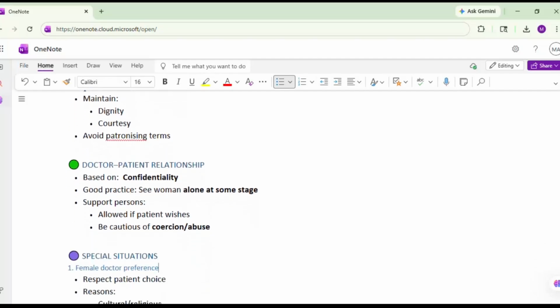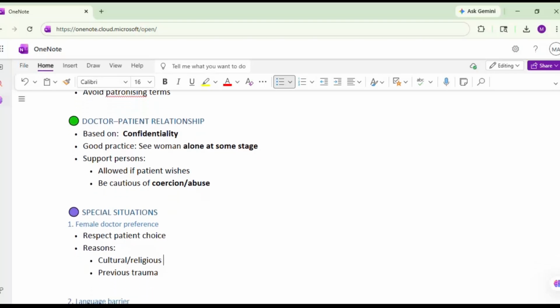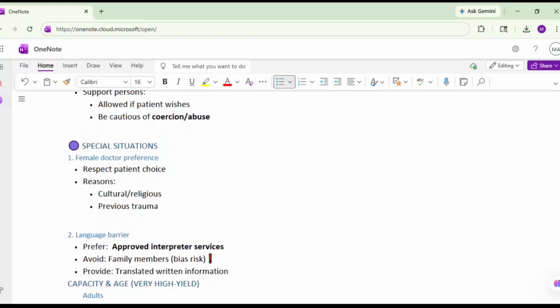The doctor-patient relationship is based on confidentiality. Good practice is to see the woman alone at some stage. Whenever there is a consultation, always give some time to the woman when she is alone, because there are certain issues like domestic violence or abuse that she may not be able to disclose if there is an attendant. A support person is allowed if the patient wishes, but we have to be cautious of coercion and abuse.